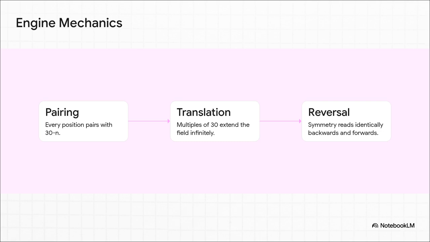Then, by just adding multiples of 30, we translate this exact structure infinitely forward through space. This reversal symmetry, where it reads the exact same forward and backward, combined with continuous translation, carries these finite prime fibers endlessly forward, all while maintaining perfect geometric balance.